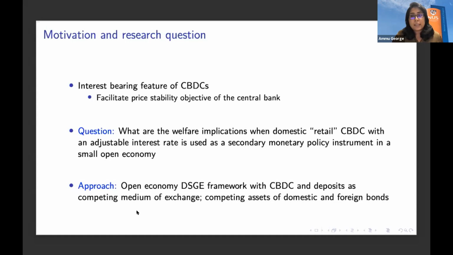So in this context, our research question is to analyze the welfare implications of a central bank in a small open economy introducing a domestic retail CBDC. And this domestic retail CBDC earns an adjustable interest rate, which is also used as a secondary monetary policy instrument by the central bank. Our approach to the question is by using an open economy DSGE framework where both CBDC and deposits are competing media of exchange. And CBDC is also a competing asset of both domestic bonds and foreign bonds.